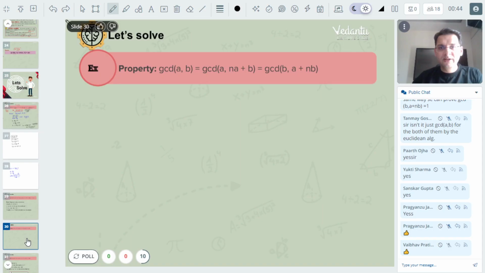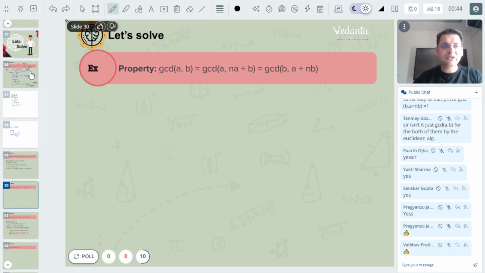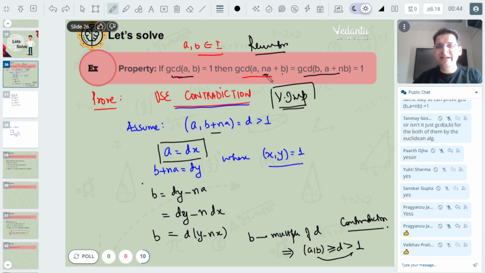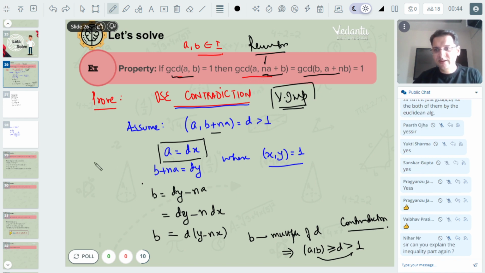Alright. Now, guys, of course, here we have taken n. So n can be any integer, no? So if we put n as 1, it is going to be a plus b. If n is minus 1, then b minus a.